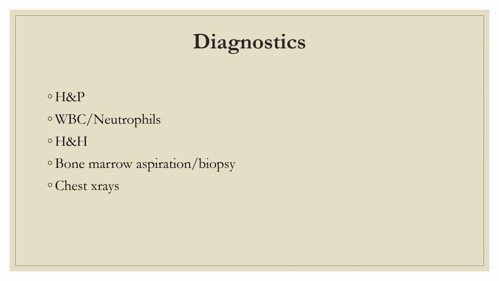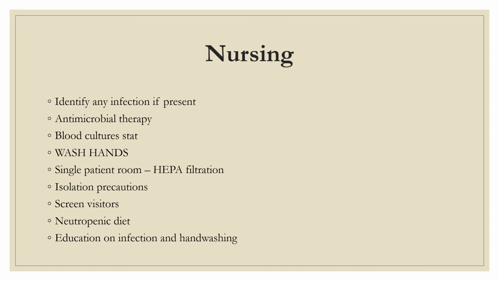Again, getting a good H&P. What are their white blood cell counts? What are their neutrophils? How's their H&H? We may need to do a bone marrow aspiration, biopsy, chest x-rays. And as nursing, what can we do? We have a big job in this. We want to identify any infection if present, get those blood cultures stat, and start some IV therapy.